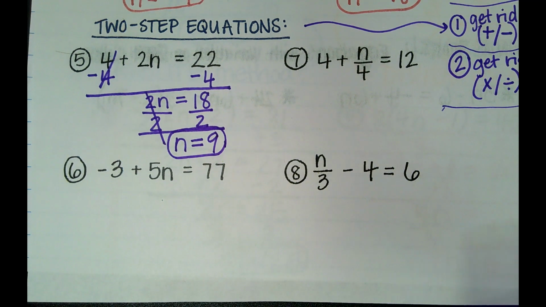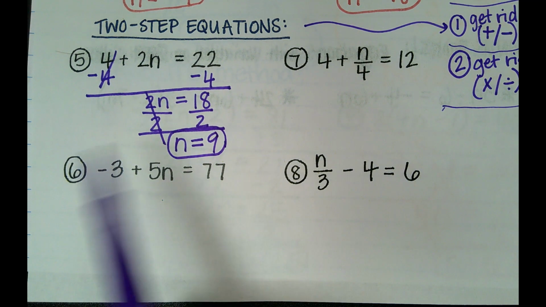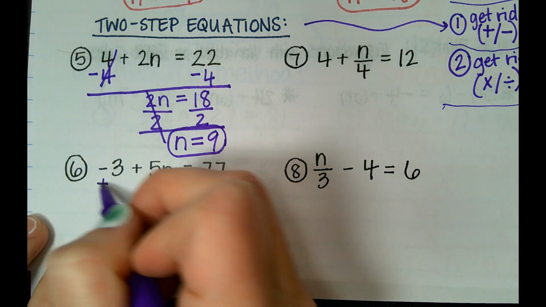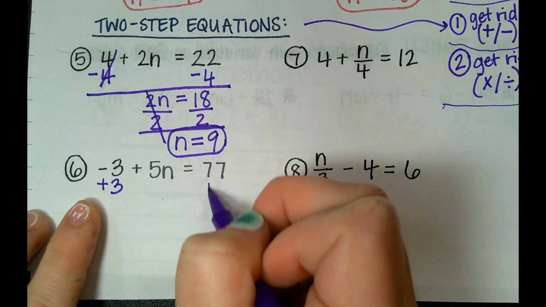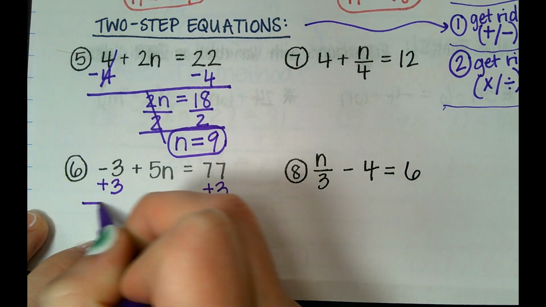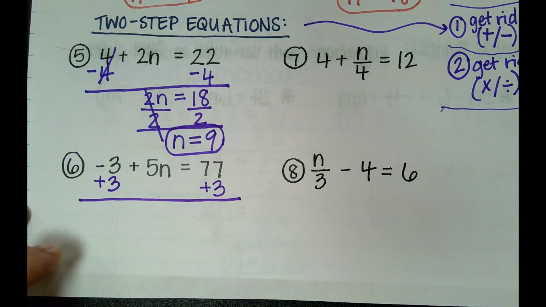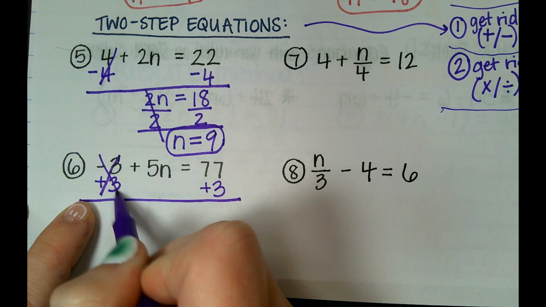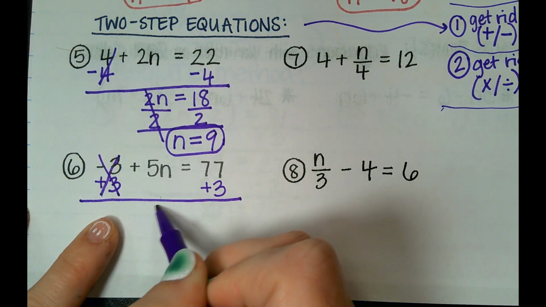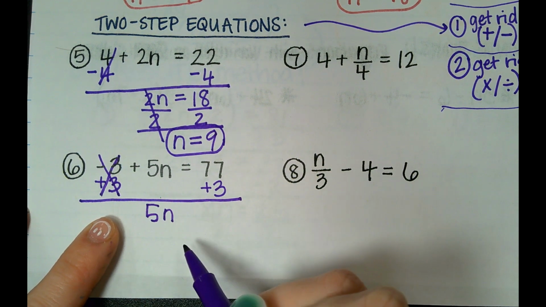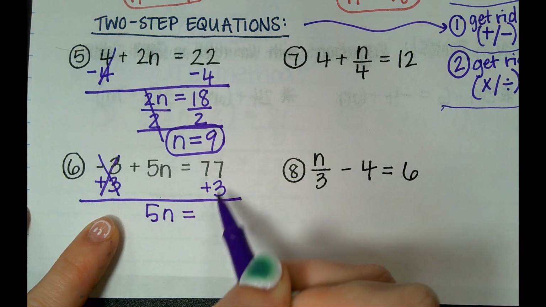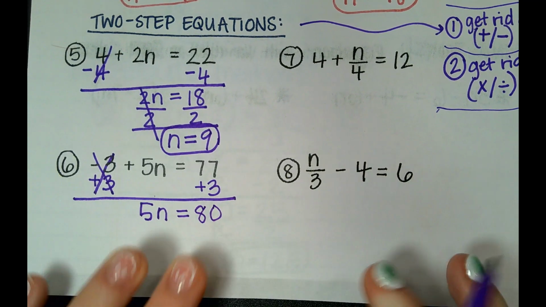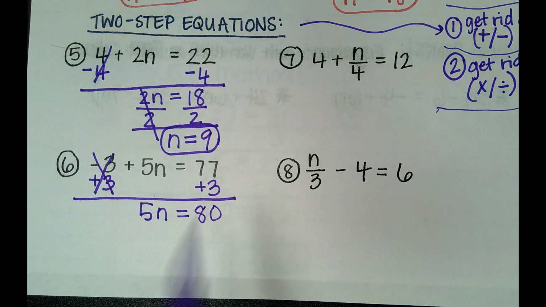Look at number 6 then. Number 6, what should I do first? Add 3. Get rid of that minus 3. Yep. And the 3s will cancel. Bring down 5n. Perfect. Now I have 77 plus 3 is 80. Now we have 5n equals 80.